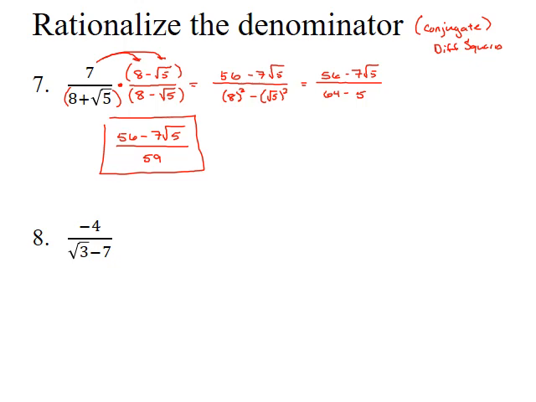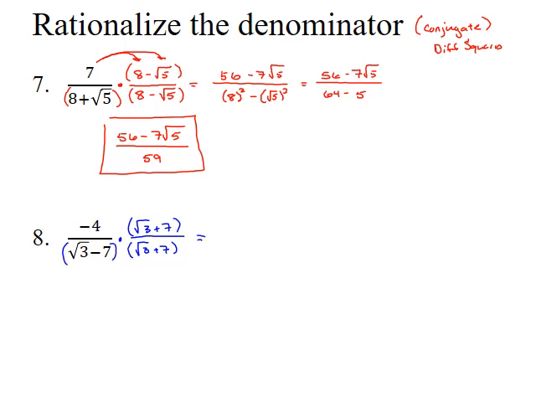All right, on the bottom, same idea. You've got a negative 4 divided by the square root of 3 minus 7. Your root 3 minus 7 is the problem, so if I use the idea of the conjugate again, I'm going to multiply the top and the bottom by the square root of 3, but now plus 7. That's how I can get rid of my radicals on the bottom.